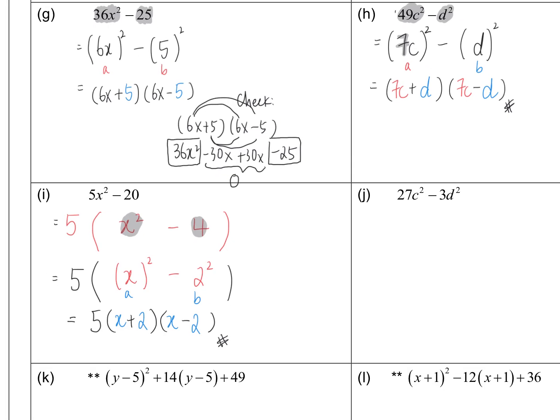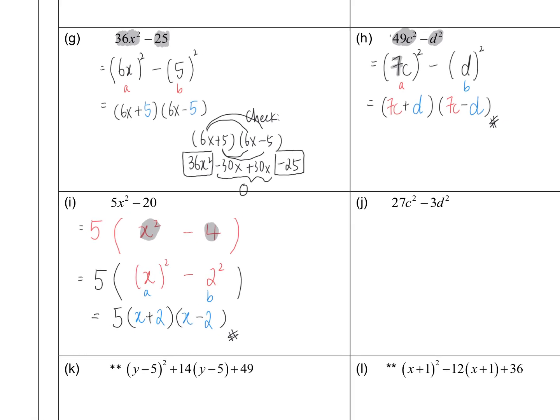Okay, try for 27c square and 3d square. What do you think you should do first? Take out the 3. So I take out the 3 first, left with 9c square and d square. Then if you observe carefully, these two are perfect squares now. So go and change them into this.